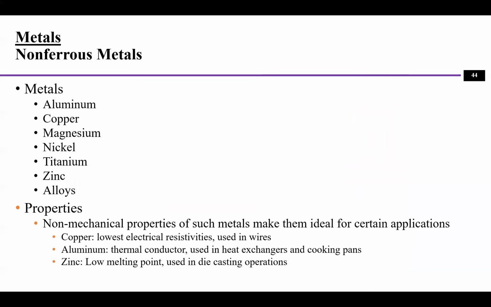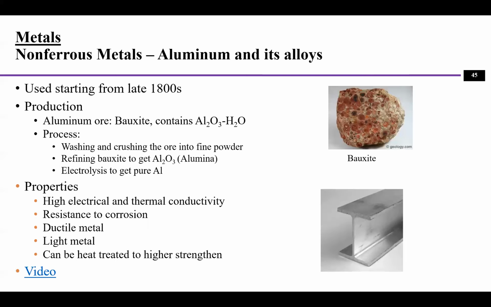And for non-ferrous metals, these are all common metals. You have aluminum, copper, magnesium, nickel, titanium, zinc, and also some alloys. We can go through each one of them, starting with aluminum.